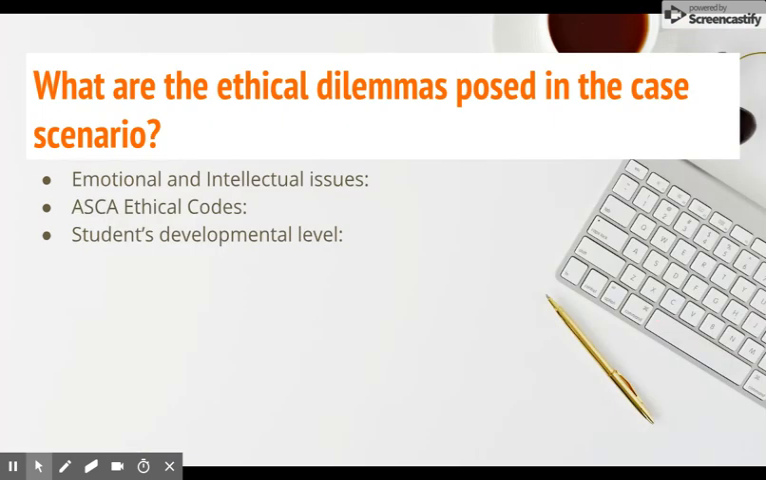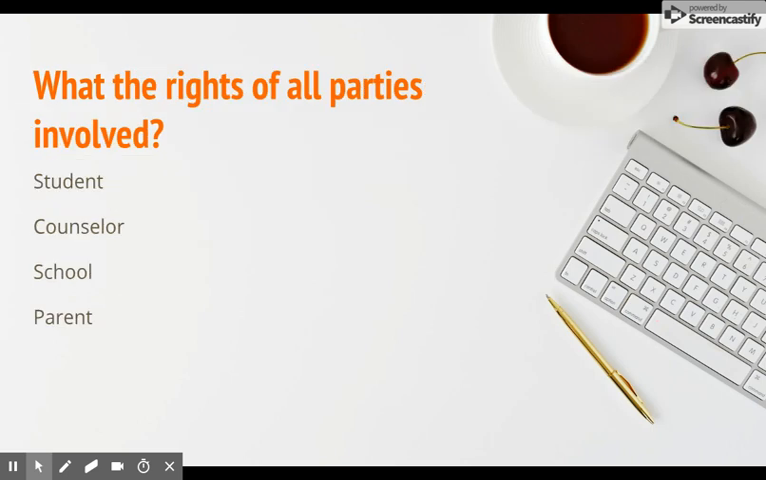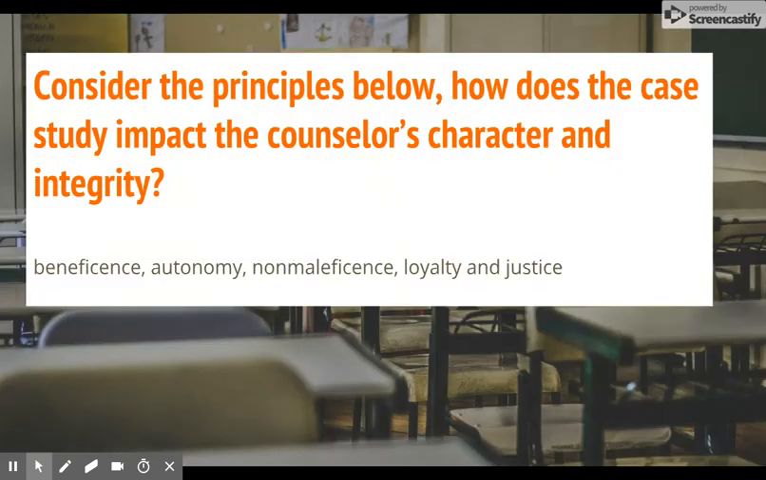So, what are the ethical dilemmas posed in this case scenario? There are a few ways that we're going to look at this. First, we have to address the emotional and intellectual issues. We have to see whether or not the ASCA ethical codes pertain to this case scenario, as well as the ACA ethical codes, which is the American Counseling Association codes. Then we have to consider the student's developmental level. Then we will consider what the rights of all the parties involved are. The parties involved are the student, the counselor, the school in which they are present, and the parent of the student.